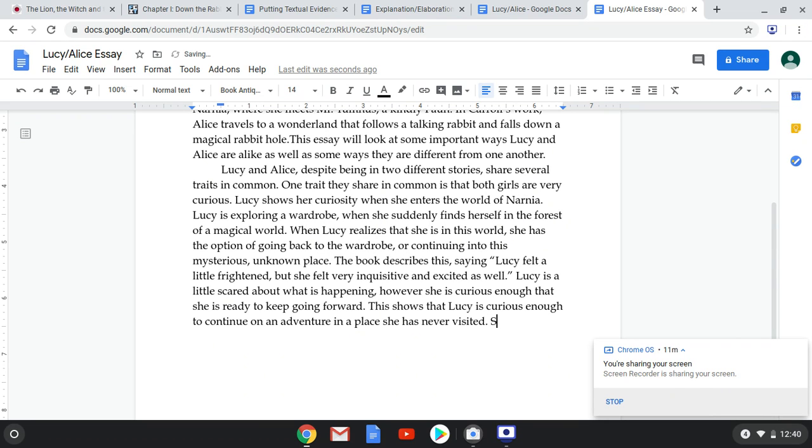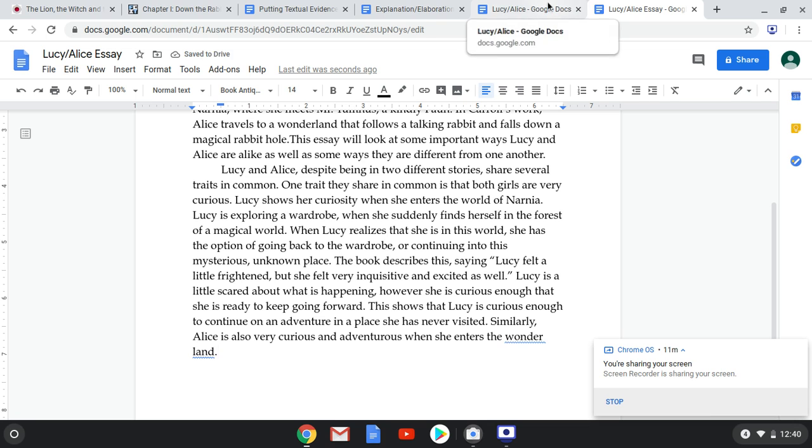Okay, now I have to write about Alice. Similarly, comma, Alice is also very curious and adventurous when she enters the Wonderland. Okay, let's go back to our chart.